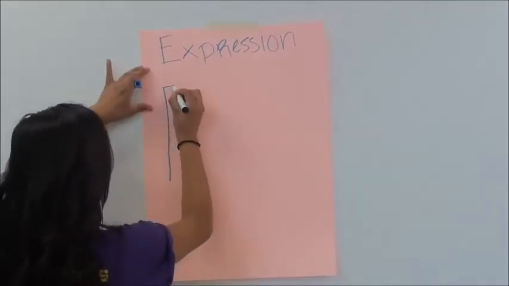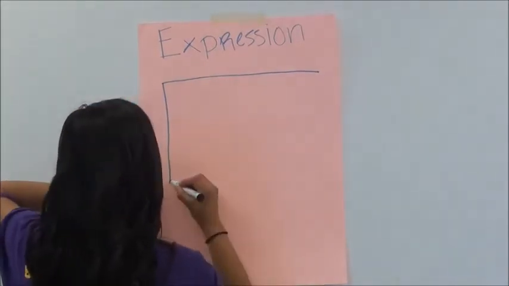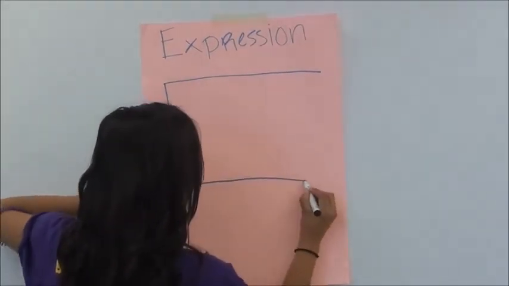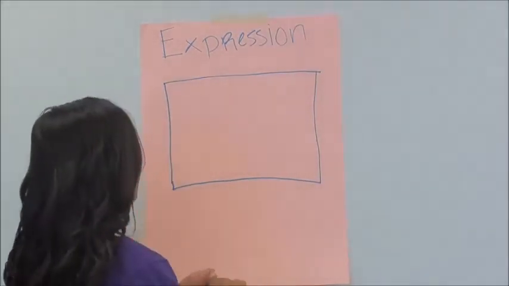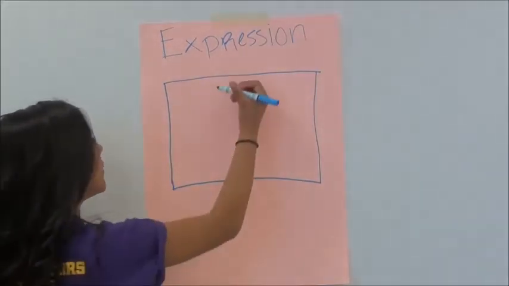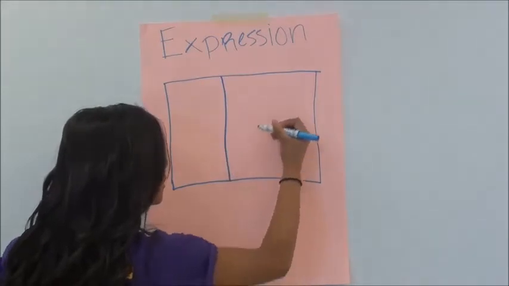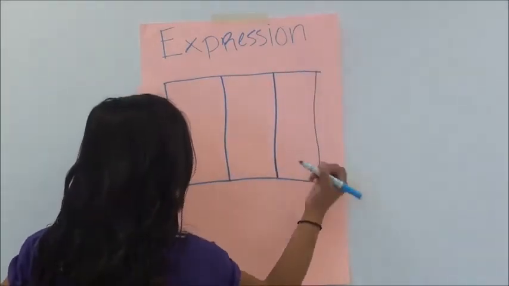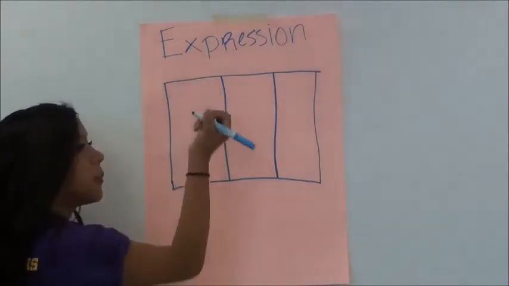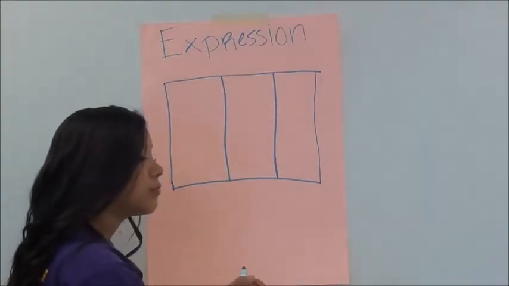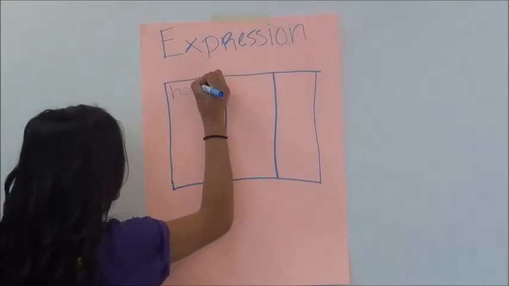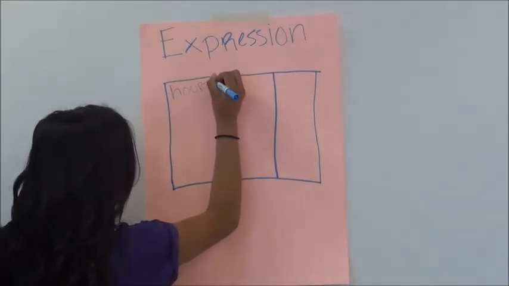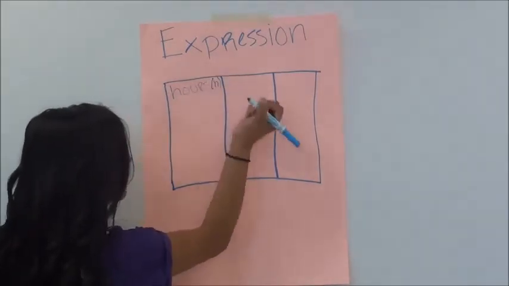So, easy and simple. Little square or rectangle, whatever you want to say. Okay, I know it's not perfect, I'm sorry. Alright, so now we have to make 3 columns for this table. Now, the first one would be the hours she works. That would be hours, and that would be our H.